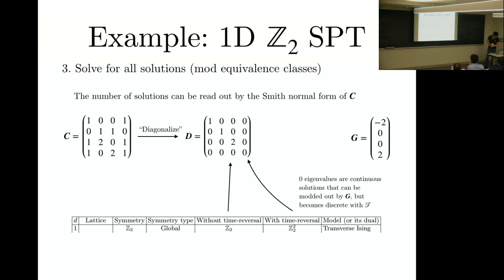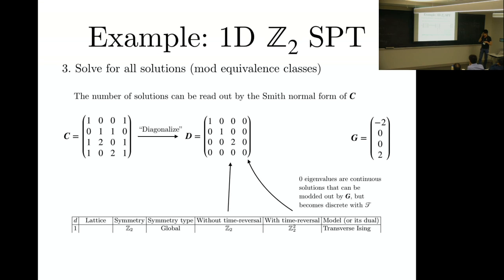In this case, one way to see what the solutions are, how many solutions you have, is you take this consistency matrix C and you diagonalize it. More specifically, you find the Smith normal form of C. You just get these eigenvalues, and these tell you the number of solutions. So let me focus on the case without time reversal. This matrix tells you that you get one non-trivial solution, which is a Z2. And this zero eigenvalue says that there is a continuous parameter of solutions.